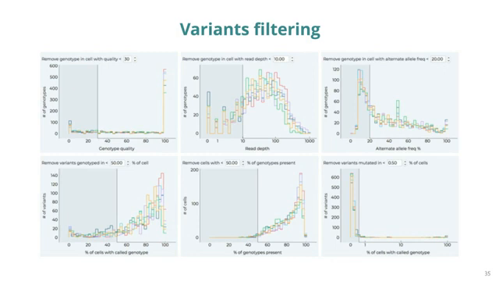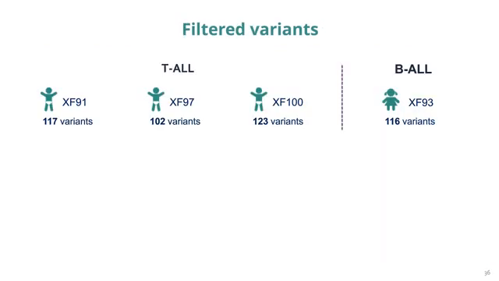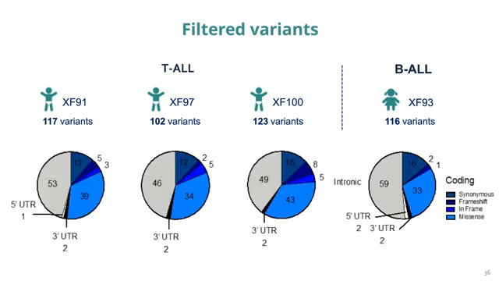So after applying this, normally you obtain 100 to 120 good quality variants per patient. I show you here on the left 3 T-ALL pediatric patients, and on the right 1 pediatric B-ALL patient. And you can see that these variants can have different coding impacts, and this is about 0.5% of the variants, a bit more for the XF100 patient. Within the coding variants, the majority are missense, meaning that they imply a change in the corresponding amino acid.